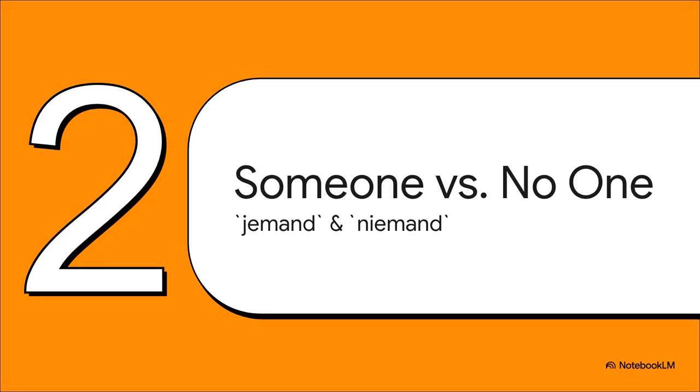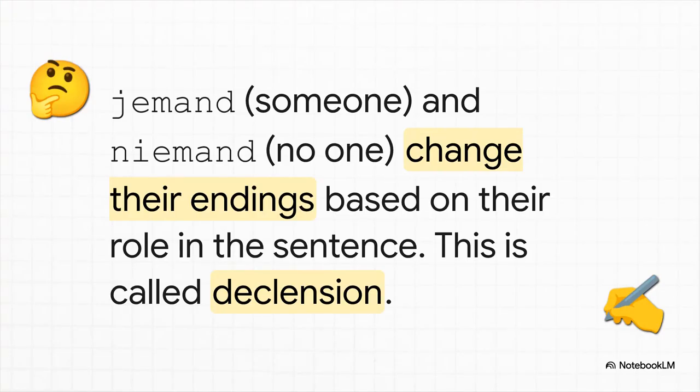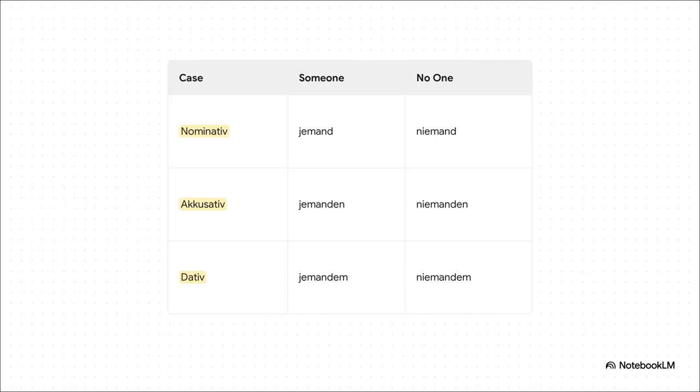All right, section 2, someone versus no one. We're leveling up now with jemand and niemand. So here's the new challenge. These pronouns, they change. Unlike man, which is always just man, these guys are going to get different endings. And this is what that looks like. This little table is your best friend here. In the nominative case, it's just jemand and niemand, but in the accusative, you add an N, so jemanden and niemanden. And for the dative, it's an M, jemandem and niemandem. Don't worry, we'll see exactly how this works.